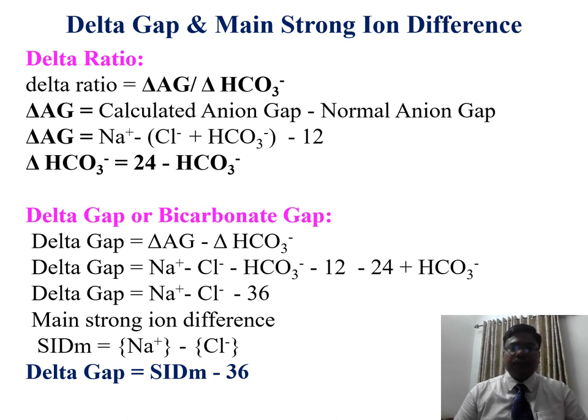So already we know sodium and chloride are the principal contributors for the strong ion difference effect. So sodium minus chloride denotes the main strong ion difference. So delta gap is equal to main strong ion difference minus 36.